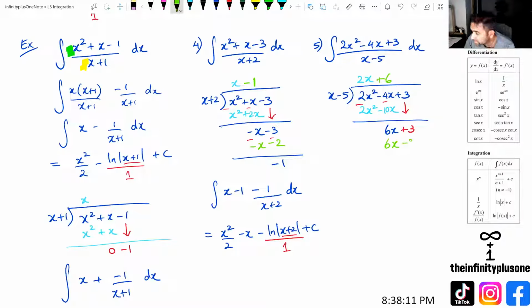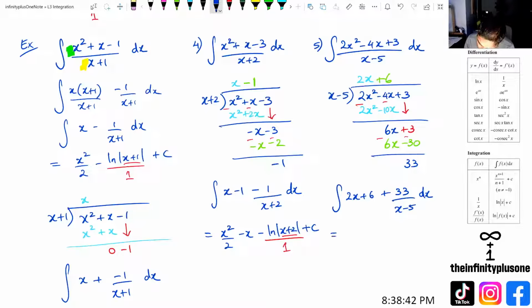Oh my god, this is not looking promising. No, it does look promising. And then I've got to subtract both of them, which means I'm going to get 33 here. So then I'm going to get the integral of 2x plus 6 plus 33 over x minus 5 dx. And that's all good. We'll just keep going. We'll find out what it is.